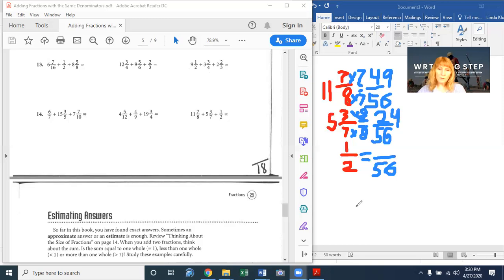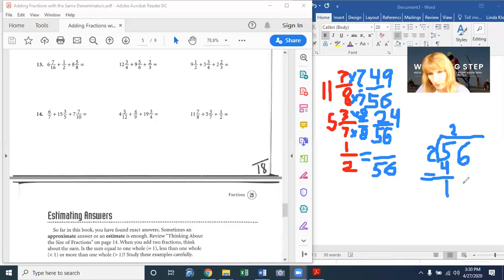And then 2 times what gives me 56? Well, if you don't know, you probably can't use a calculator on the test, but you can do this. It's long division. 2 goes into 5 twice. 2 times 2 is 4. 5 minus 4 is 1. Bring down the 6. 2 into 16 goes 8 times. So 28. So 2 times 28. So then I have to multiply the top number by 28. Getting a little crowded here with my numbering. So 1 times 28 is just 28.